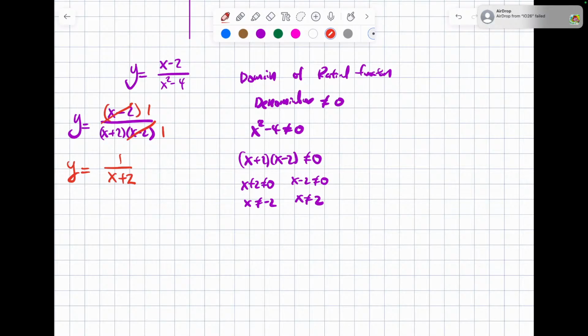Did anybody get x plus 2 only? You did? Okay, so make sure you hold that in place. Write down a 1 next to it. So that way it's 1 over x plus 2 rather than just x plus 2.